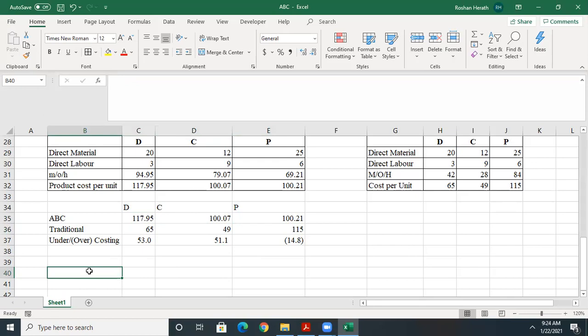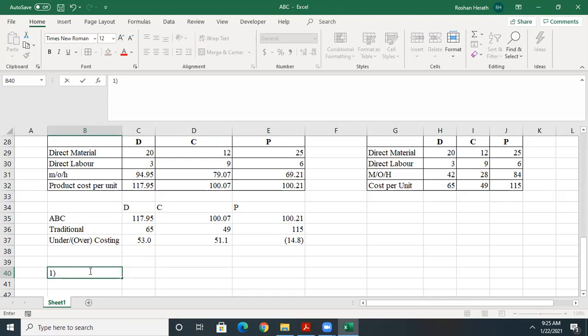ඇයි ඒතර පුතාලා ABC system එක යටතේ ගණනය කරන එකක් වෙනස් වෙන්නේ. ABC යටතේ ගණනය කරන cost එකක් product cost එකක් traditional costing system එකට වඩා වෙනස් වෙන්නේ ඇයි? So it's simple, no? So what is that?